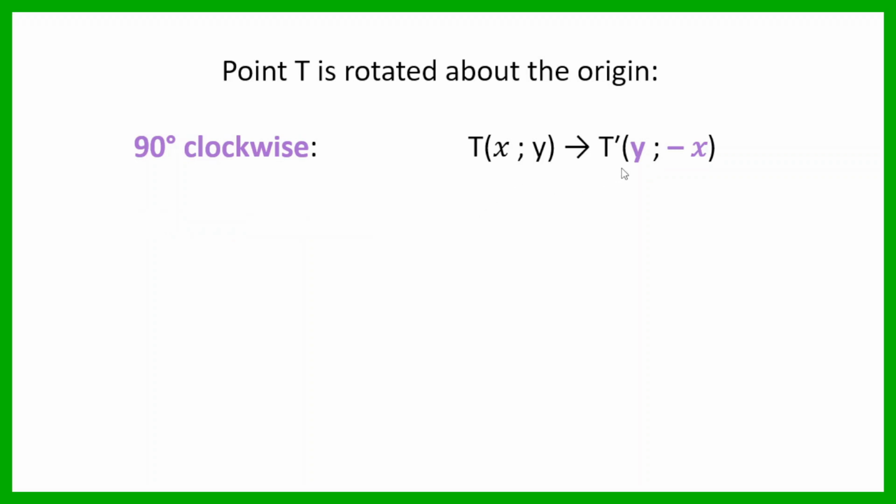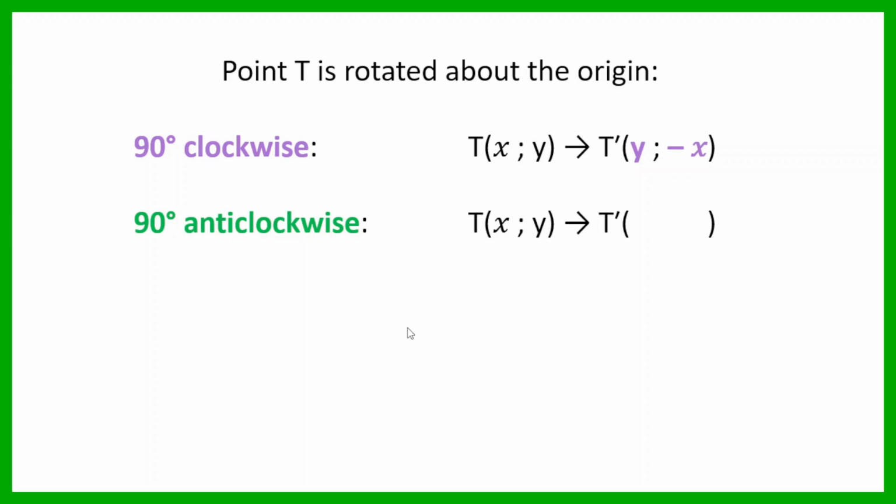So it becomes y, negative x. Now let's have a look at when we rotate a point 90 degrees anti-clockwise. So again, if T is starting as (x, y), whatever x is, whatever y is, let's see what our rule is going to be.